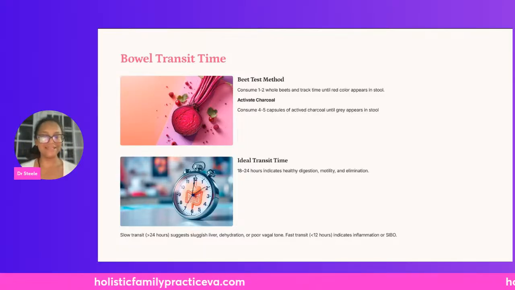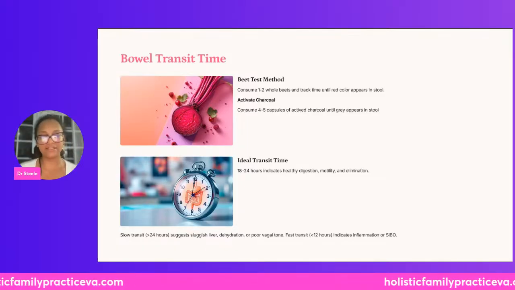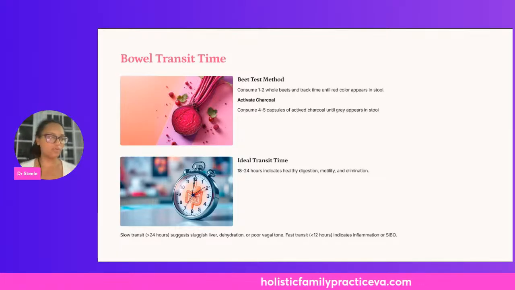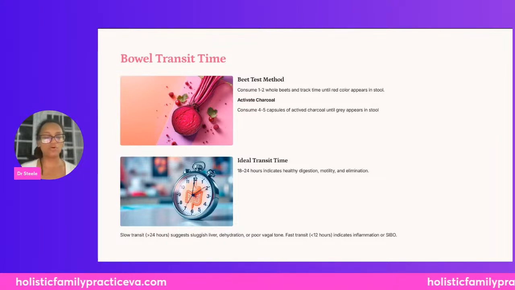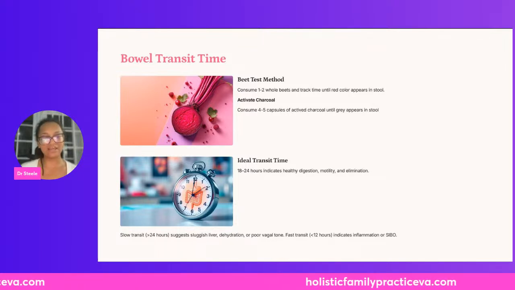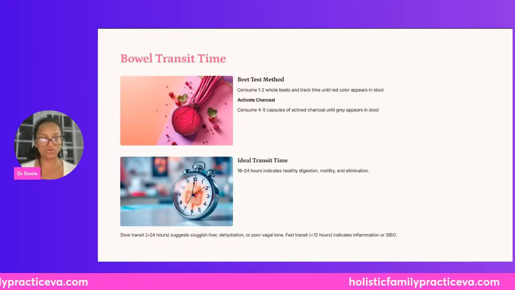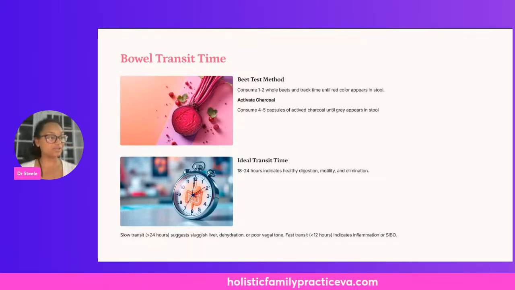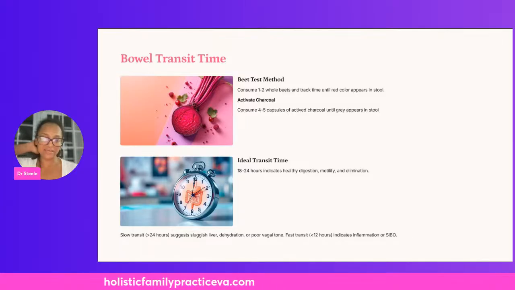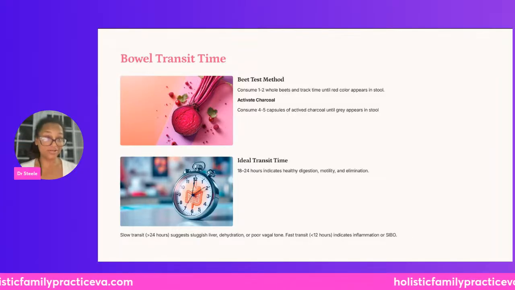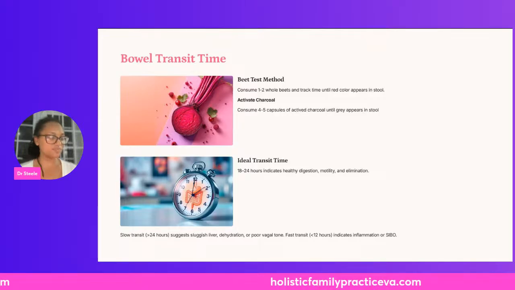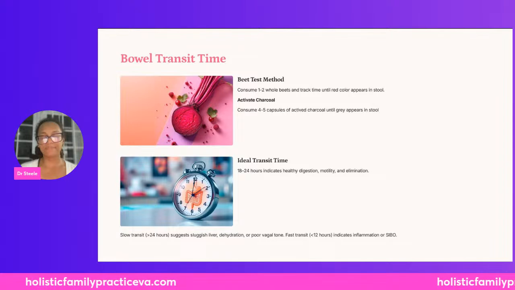Ideal transit time is 18 to 24 hours. I would say more on the 18 than the 24-hour side, but 24 at least lets us know you're in that window. That indicates healthy digestion, motility, and of course, elimination. Slowed bowel transit time suggests there could be a sluggish liver, dehydration, or poor vagal tone, meaning your vagal nerve, again related to stress. Fast transit time, which is under 12 hours or really under 18 hours, indicates an inflammatory response. There could be infections as well, such as SIBO or H. pylori.